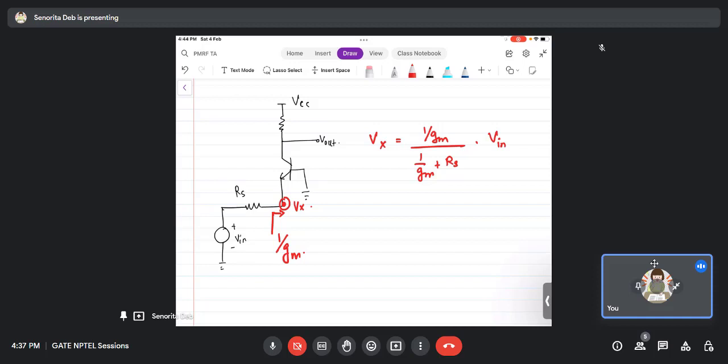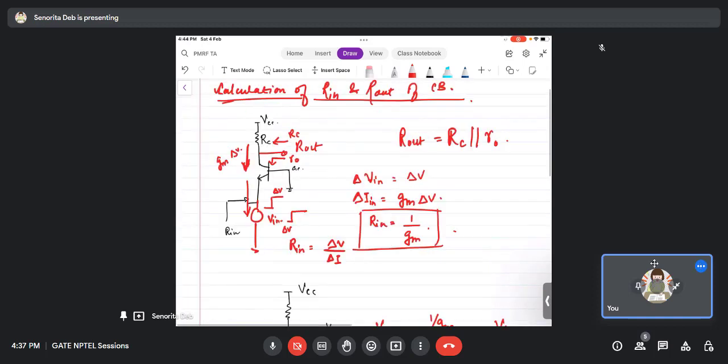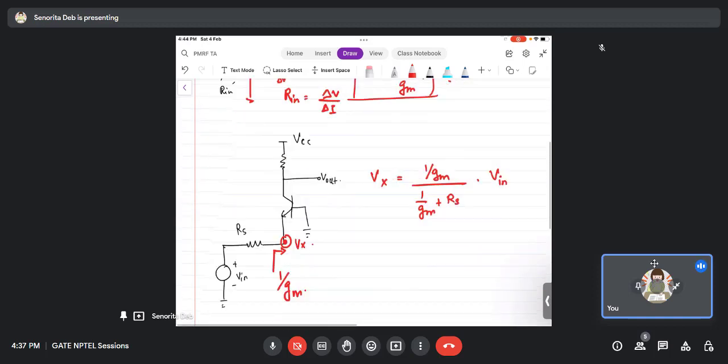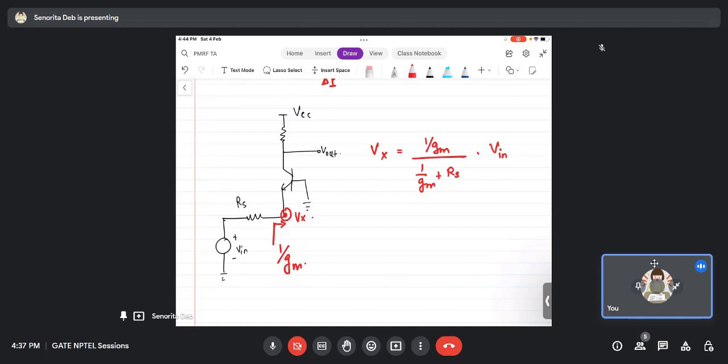So how did we get 1 by Gm? Just now I showed you, right? Rin is 1 by Gm, and Rin is nothing but the impedance looking from the emitter terminal, because the emitter is the input for common base. So this is how you got it, right? Now what is V out by Vx? V out by Vx, we found out, was GmRc, the actual voltage gain. So now it is pretty easy.